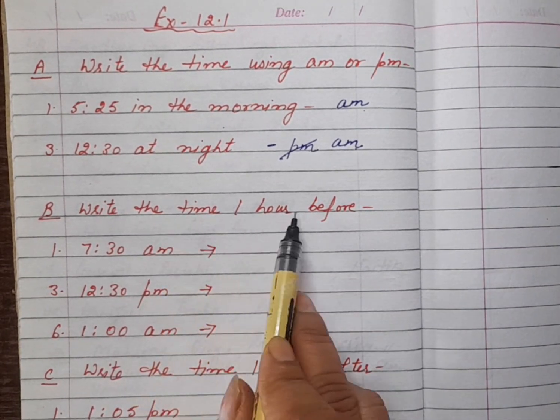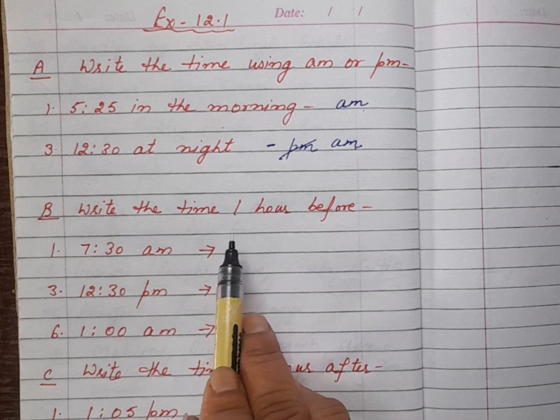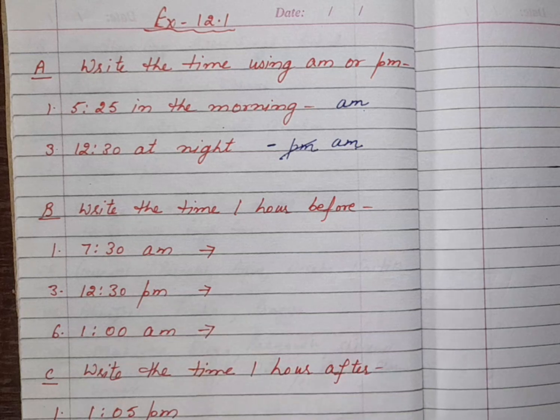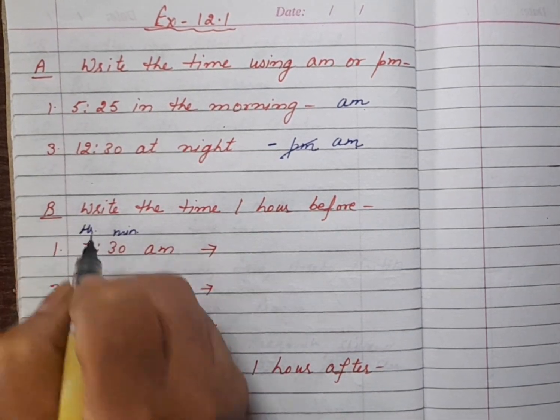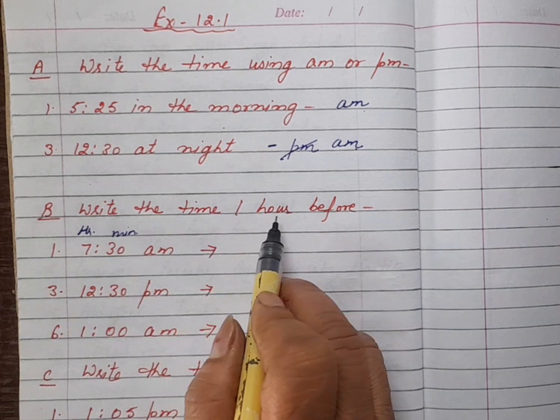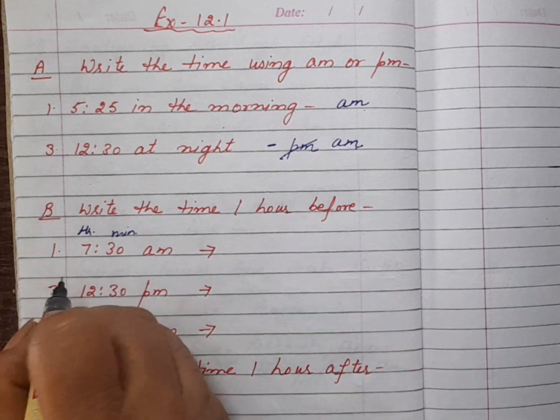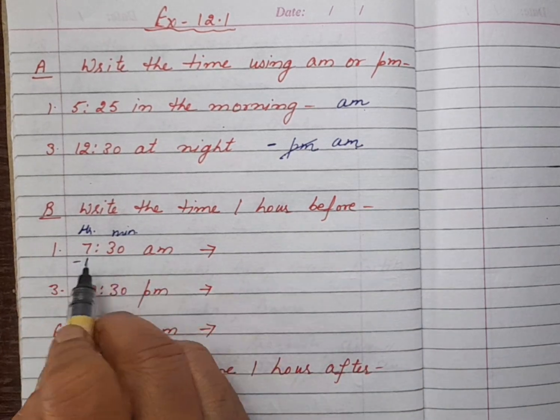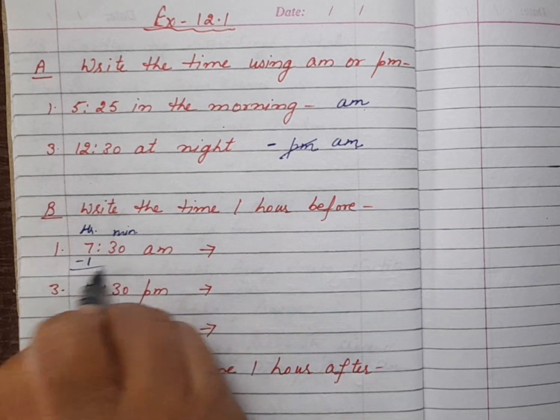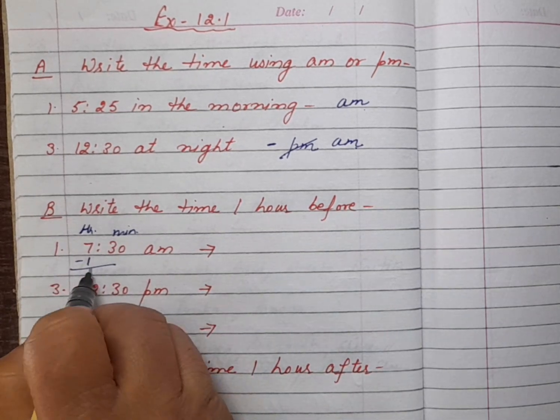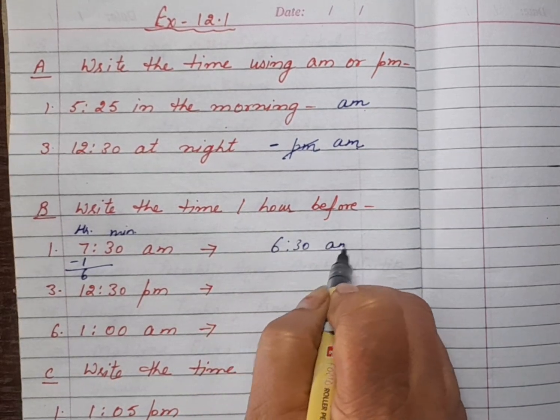Write the time 1 hour before. When we have to write the time before, we will subtract 1 hour from the hours. That is your minutes and that is your hour. Now you are writing the time 1 hour before, but again you will write the answer in AM or PM. Minus 1. We cannot change the minutes, we will subtract only 1 hour from the hours. 7 minus 1 is 6, so it is 6:30 AM.